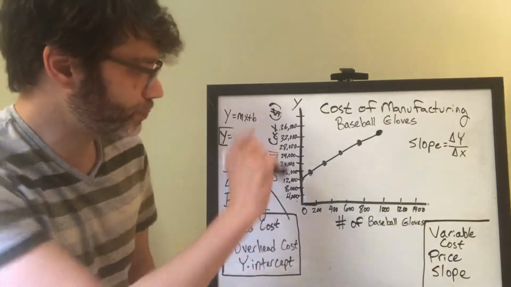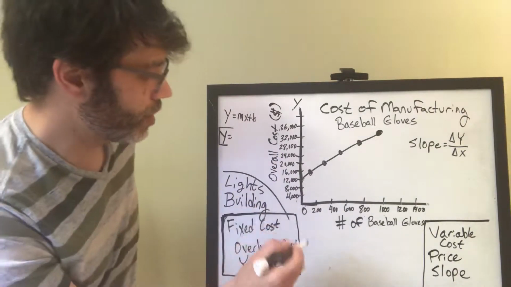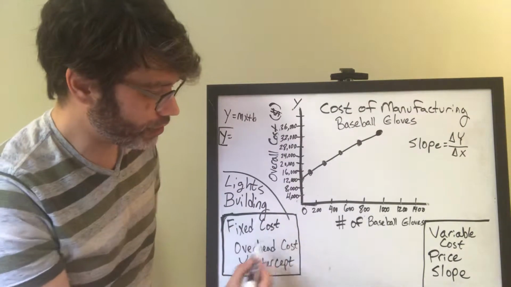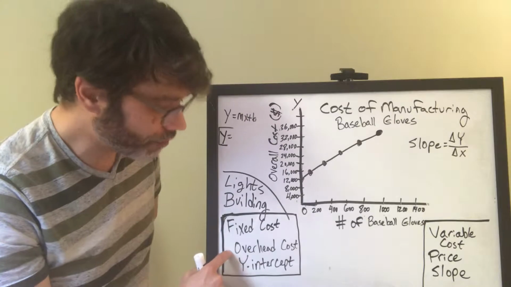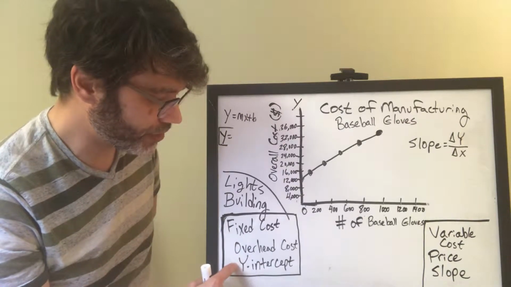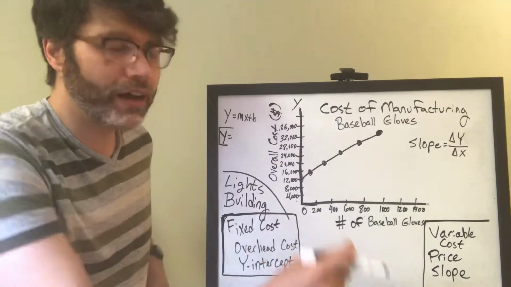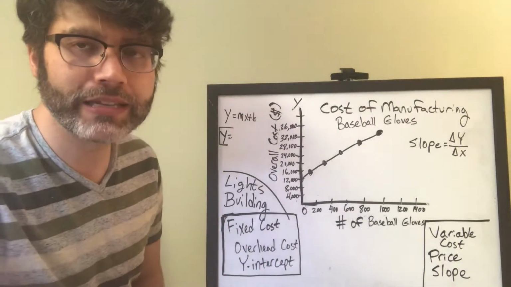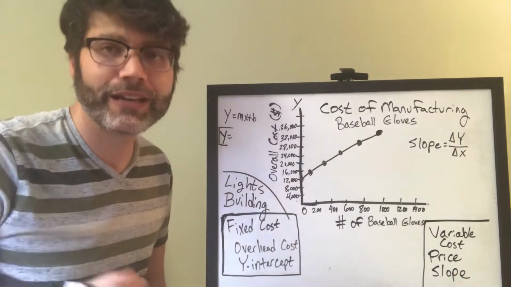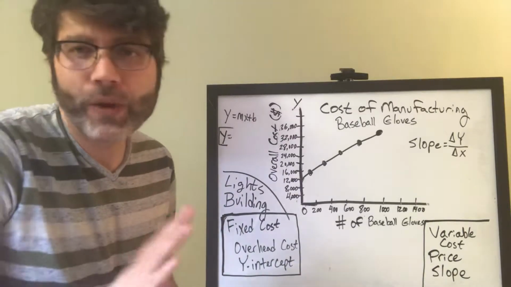Okay, so let's look at this. What is our fixed cost, otherwise known as our overhead cost, or our y-intercept? You can think of the overhead cost, an easy way to remember that is think of overhead lights. Like, it's just a way to remember.